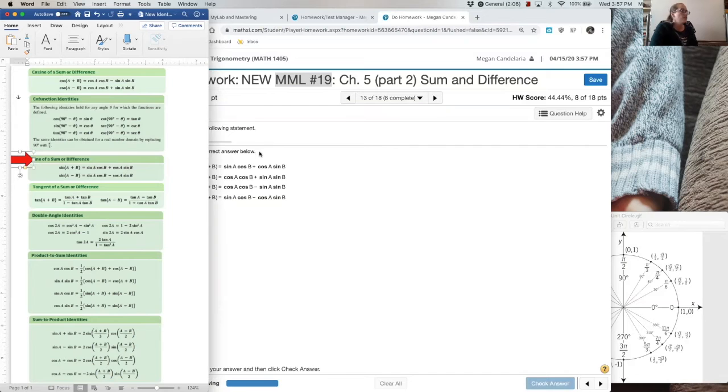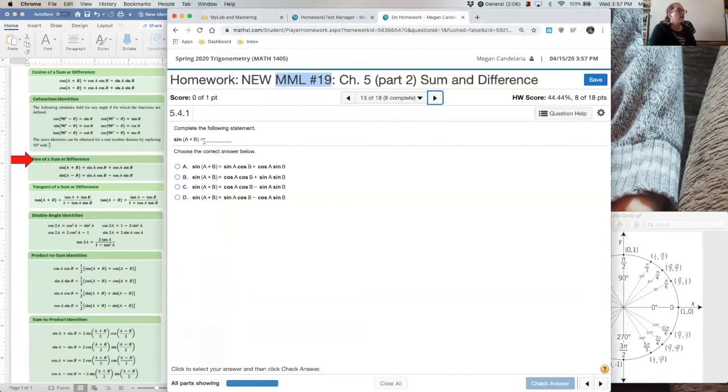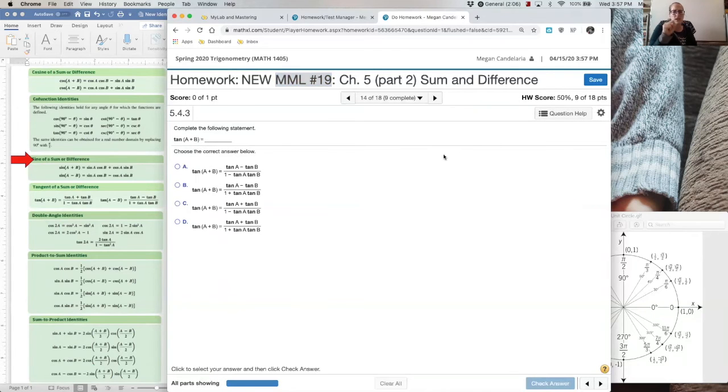All right, so with that in mind, flipping back over here, the sine of a plus b is going to be sine a cosine b plus cosine a sine b. So this is just asking us to review an identity. I kind of forgot that I was doing odds and evens. This is an even, so we'll just go ahead and do this one.